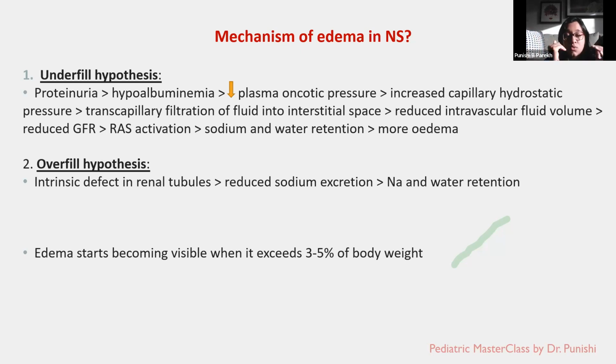So that is why you have these two hypotheses, the underfill and the overfill hypothesis, which are probably the causes of edema in a nephrotic. Now remember, edema starts becoming visible when it exceeds about 3 to 5% of body weight. Okay, so it's only when there's a significant amount of edema that you start seeing that the child looks puffed or edematous. So this is the mechanism of edema in nephrotic.